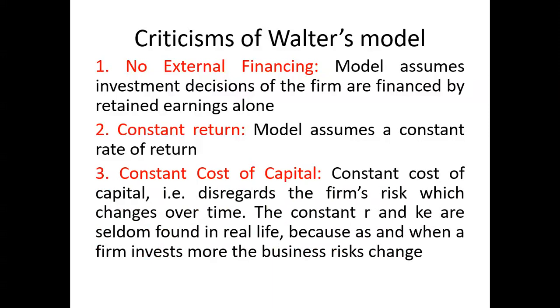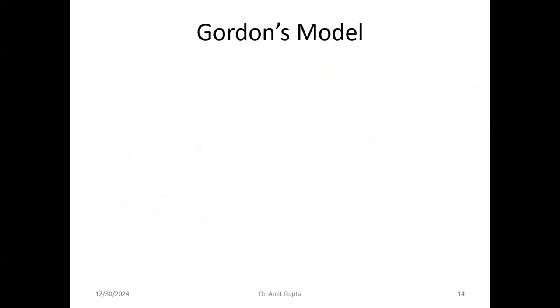Then the second one is constant return. The model assumes and postulates a constant rate of return. It may also not be possible in real life situations. And constant cost of capital. The constant cost of capital ignores risk, which changes over time. So constant R and K are basically not found in real life, because as the firm invests more, the business risk also changes. So that is about the Walter model.